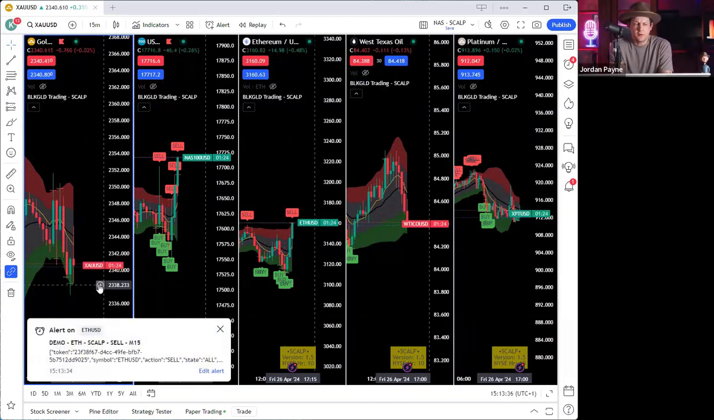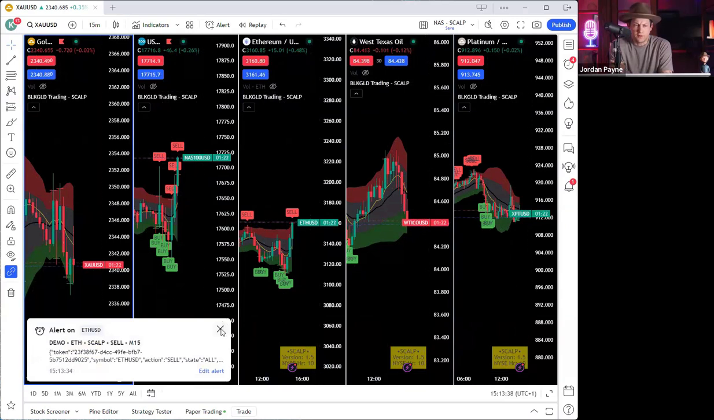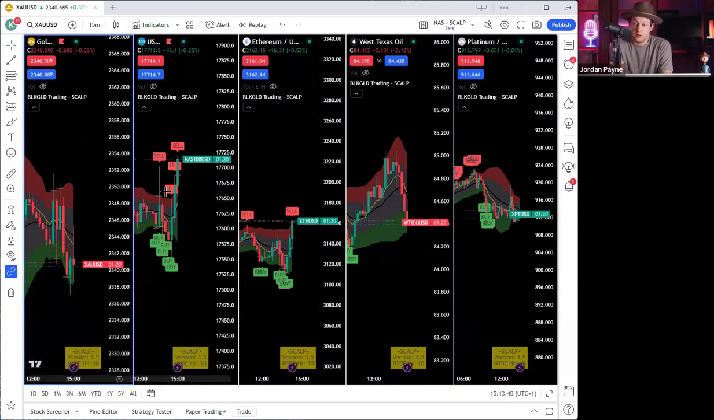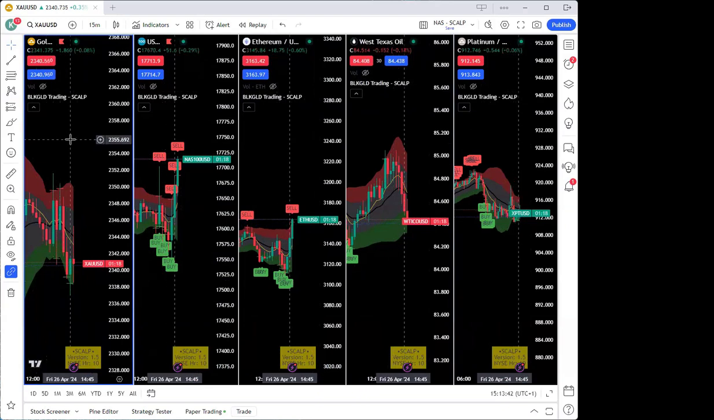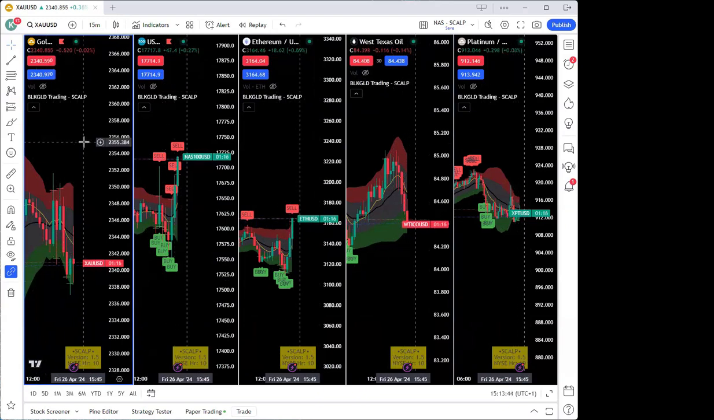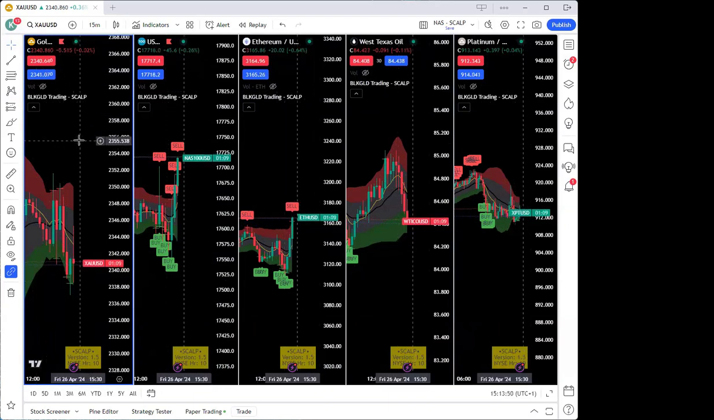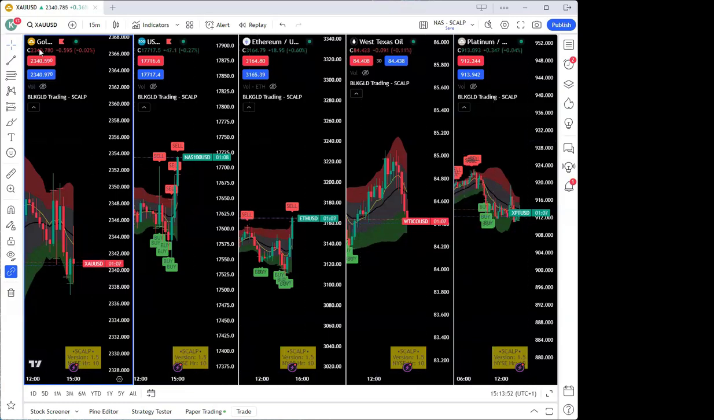So all these are Forex, correct? Or CFD, I should say. Yeah, so there's two styles of trading. You've got contract for difference is one style. The other style is futures. So these are all run off a contract for difference view. You've got a mixture of commodities like gold, platinum, and oil. You've got a cryptocurrency, that's Ethereum, and you've got indices, that's NAS.